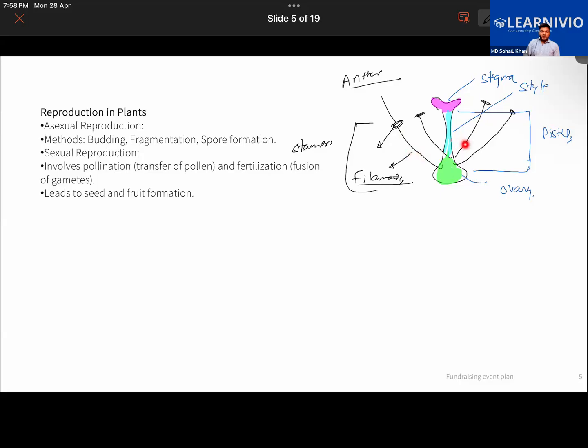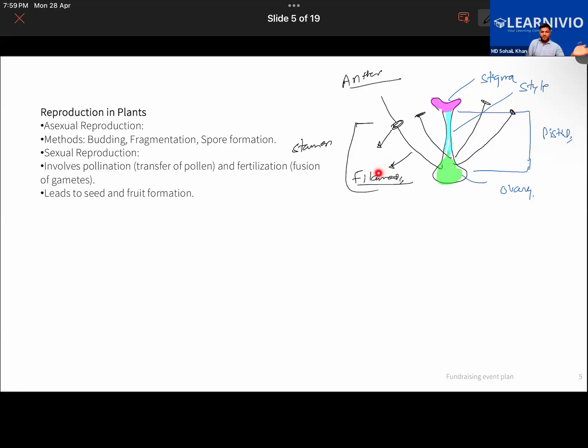Okay. So reproduction in plants occurs in two ways. One is asexual reproduction, another is sexual reproduction. In asexual reproduction, we have learned that by budding, fragmentation, spore formation, and vegetative propagation, new plants can grow. In sexual reproduction, flowers are involved and there is pollination, where there is transfer of pollen grains from the anther to the stigma, either on the same plant or on a different plant of the same species.